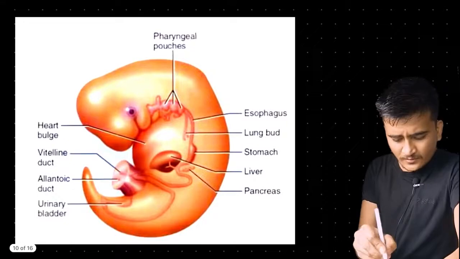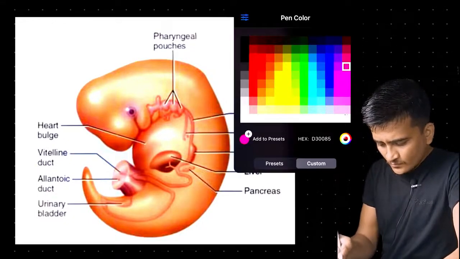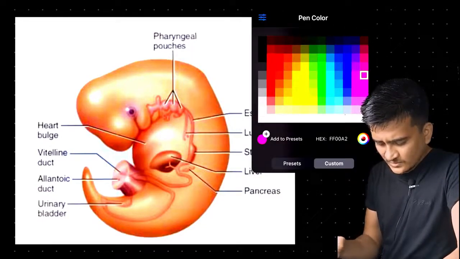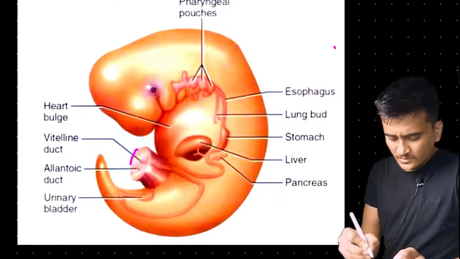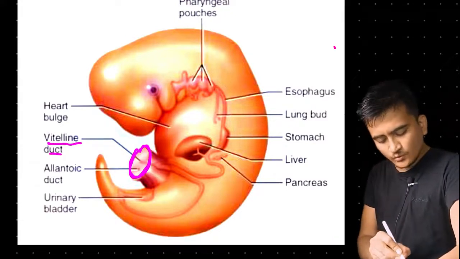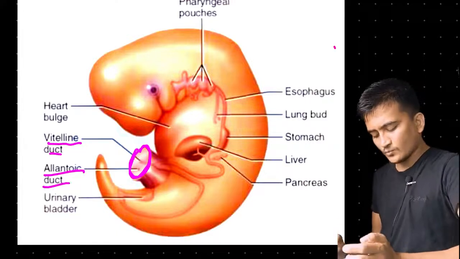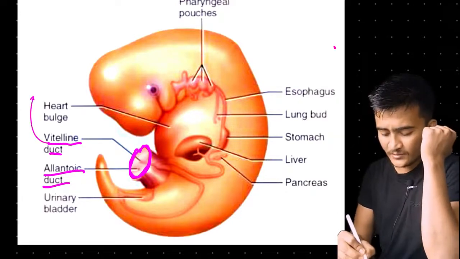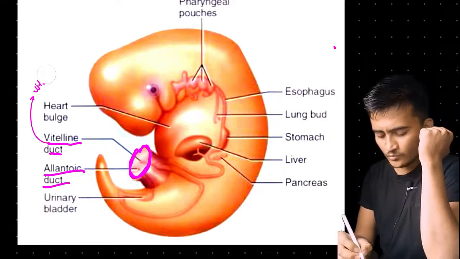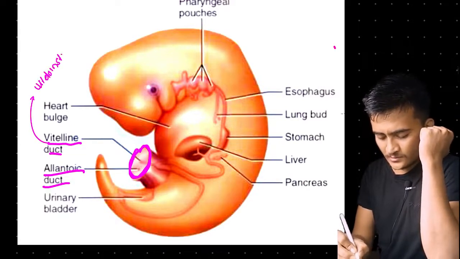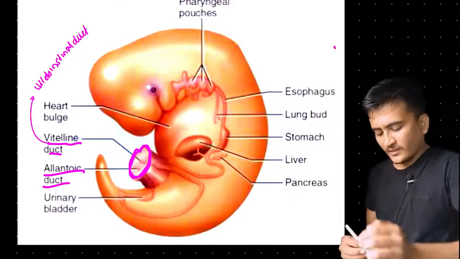Now, in this diagram, if you look carefully, you will see this is the umbilical cord. Here you can see there are two ducts. One is the vitelline duct and another is the allantoic duct. This vitelline duct is also called the vitellointestinal duct. And this is the allantoic duct.